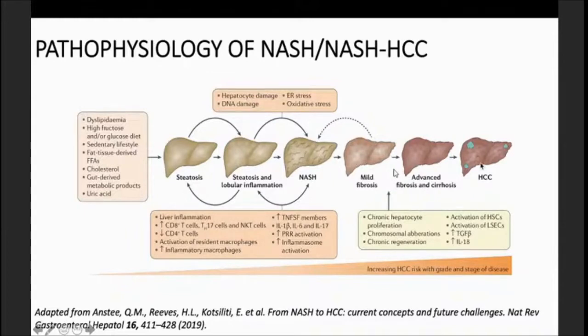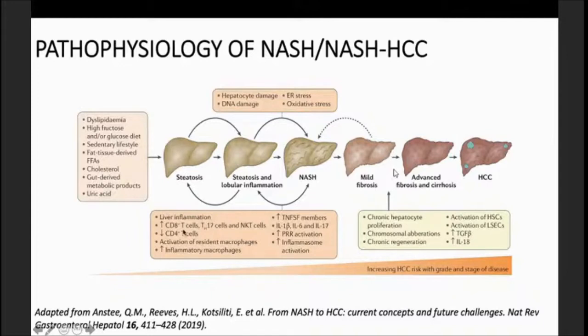Now, a whole sequence of events happens over here. First is lipidemia, where the accumulation of lipids, or abnormal levels of lipids, are seen. It is caused usually by a high fructose or high glucose diet, sedentary lifestyle, fat tissue-derived free fatty acids, abnormal levels of cholesterol, the microbiome, gut-derived metabolic products, and uric acid to begin with. So over the sequence of events, liver inflammation starts to happen.